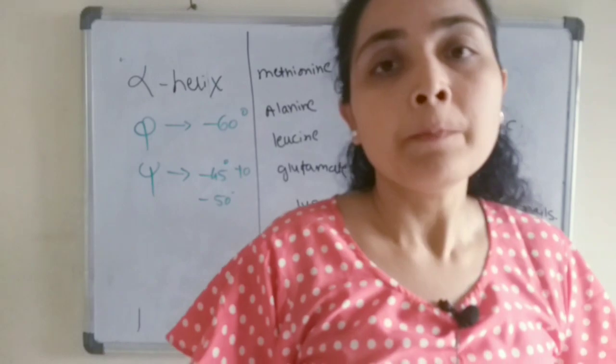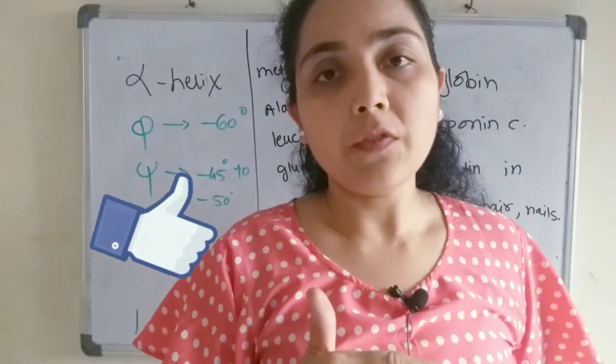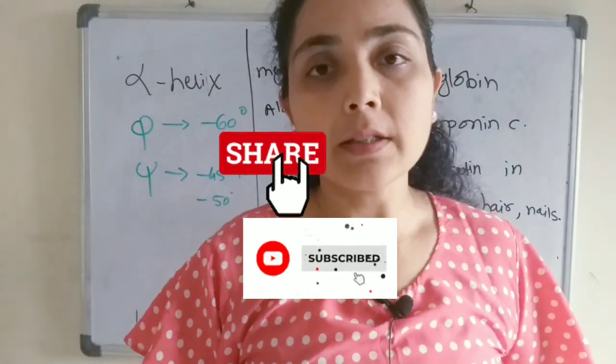The other amino acids favor helix formation. So I hope everything is clear about the alpha helix. In the next class, we will discuss the beta pleated sheet.